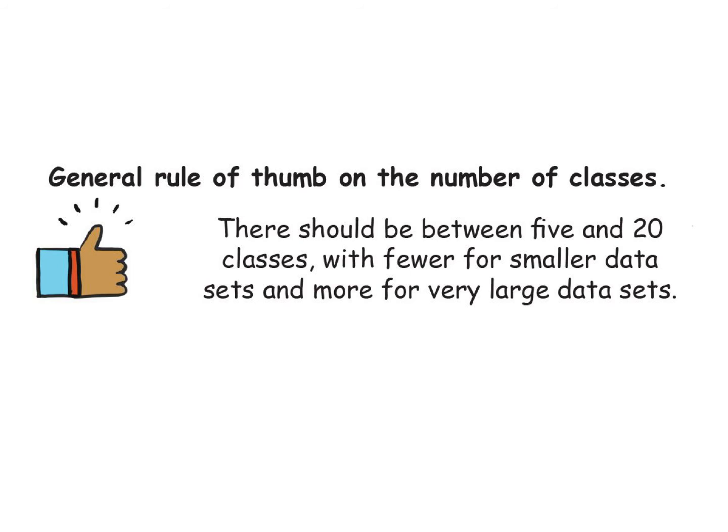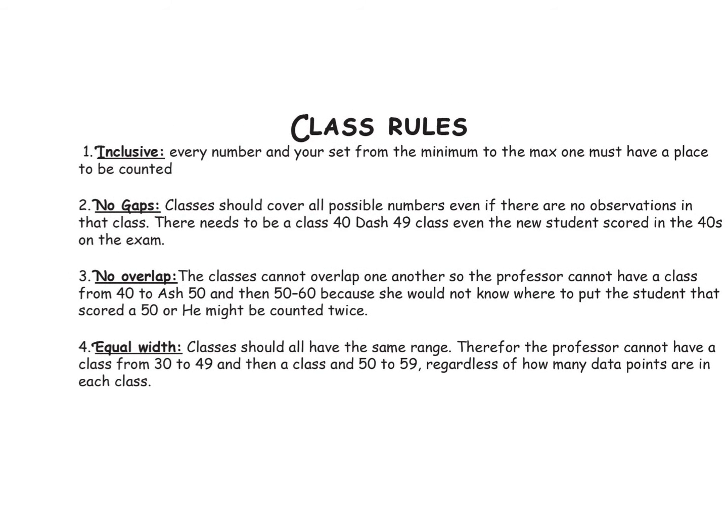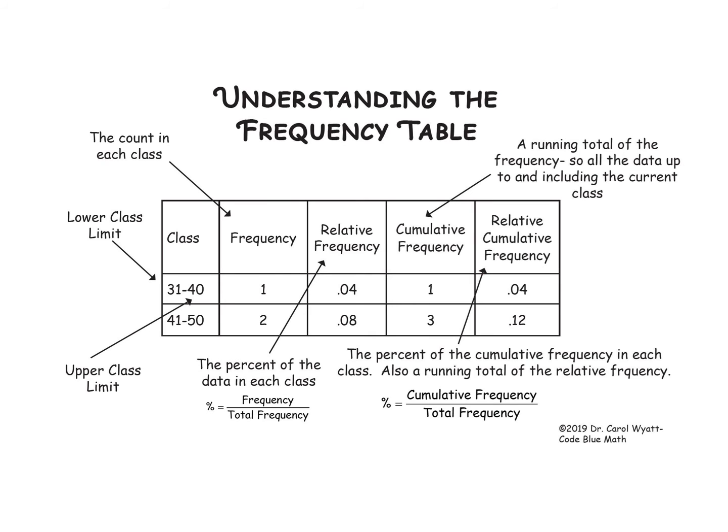All right, general rule of thumb, there should be between 5 and 20 classes, with fewer for smaller data sets and maybe more for very large data sets. They need to be inclusive, every number, no gaps, no overlaps, and equal width. All right, and understanding a frequency table. This will go over what I just talked about for the frequency table, so you can take a look at that.